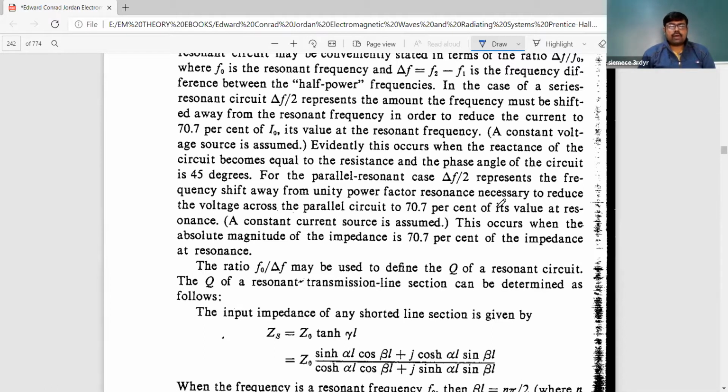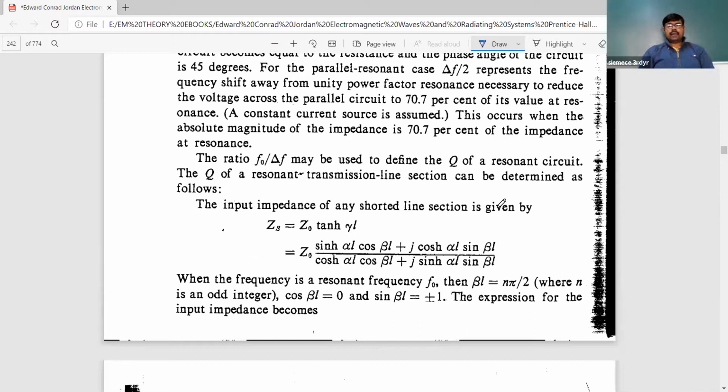The ratio of F naught by del F may be used to define the Q of the resonance circuit. The Q of the resonant transmission line section can be determined as follows. The input impedance of any shorted line section is given by Zs equals Z naught tanh of gamma L, that is equal to Z naught into (sinh alpha L cos beta L plus j cosh alpha L sin beta L) divided by (cosh alpha L cos beta L plus j sinh alpha L sin beta L).